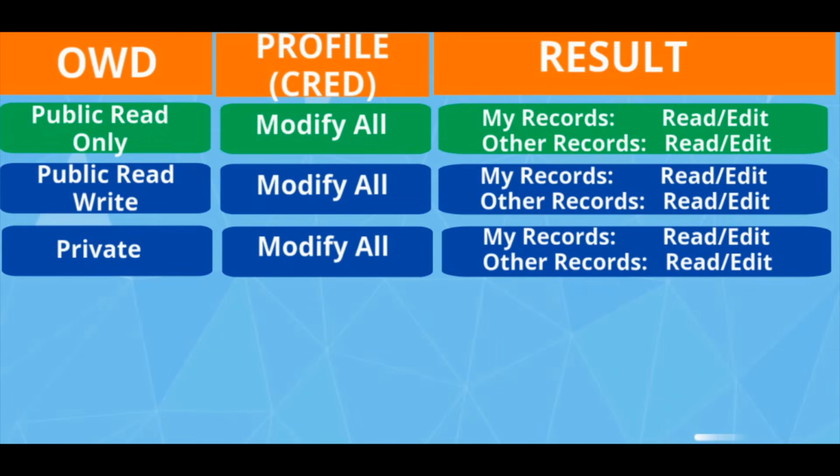Okay, with the next scenario, we'll try to add modify all also. So in OWD, if it is set to public read only and the profile is set to modify all, then the result will be you can read and edit your records and other records. So as soon as you see modify all, you don't need to think about OWD. Why? Because modify all will override all the sharing rules to make all the records be in read and edit mode. That is the reason for the next two scenarios also, even though OWD changes, the result doesn't change. Whenever you set the profile to modify all, then OWD doesn't matter because modify all overrides everything to make all the records be in read and edit mode.